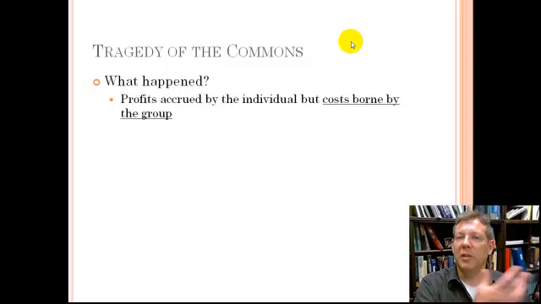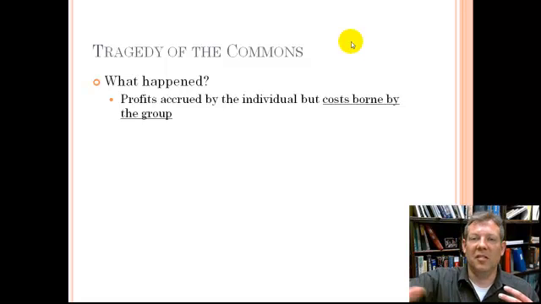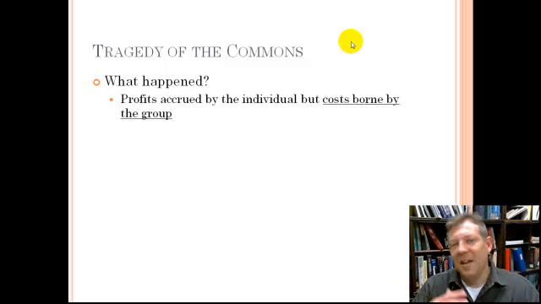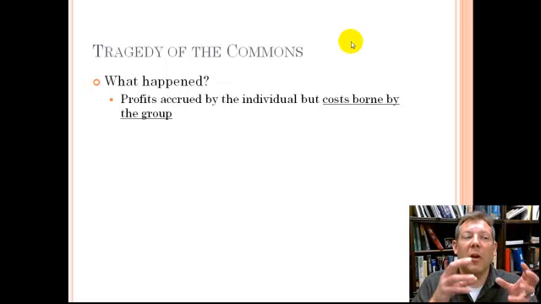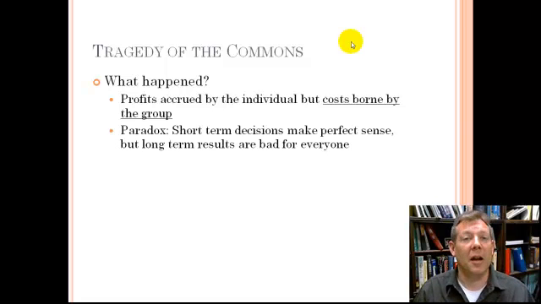Because I'm probably doing something that is giving me a benefit, and then some of my cost is getting spread to the other citizens. But that's sort of the idea behind the tragedy of the commons, is that you've got individuals who are accruing the benefits, but they're not having to pay all the costs associated with those benefits. The costs are spread out among the group. And so this creates a paradox.